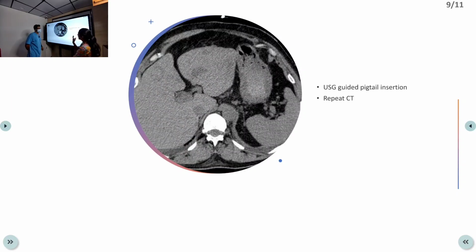And if it was a hydatid cyst, can we drain it like this? For a hydatid cyst we have to remove the cyst. We should remove it surgically, otherwise it will rupture and cause severe peritonitis and death.